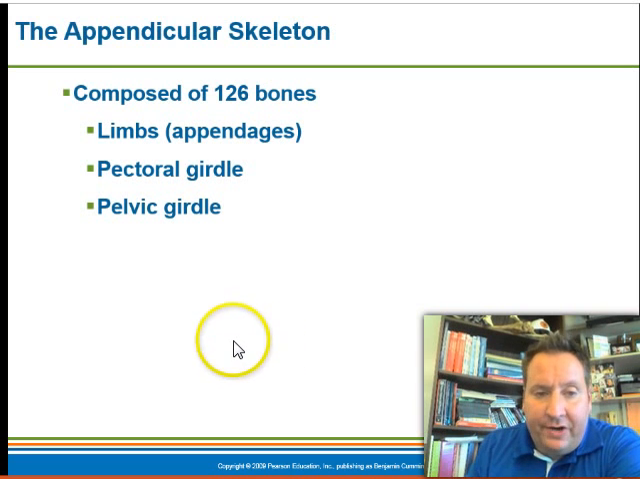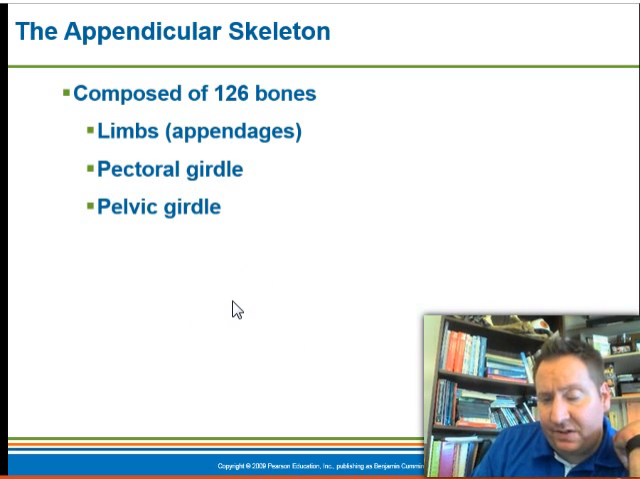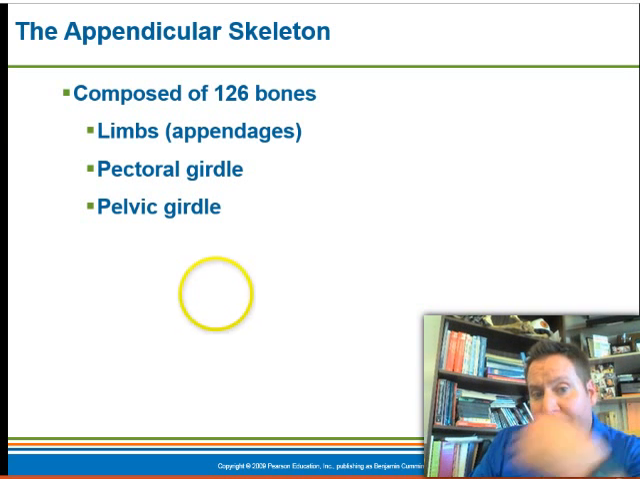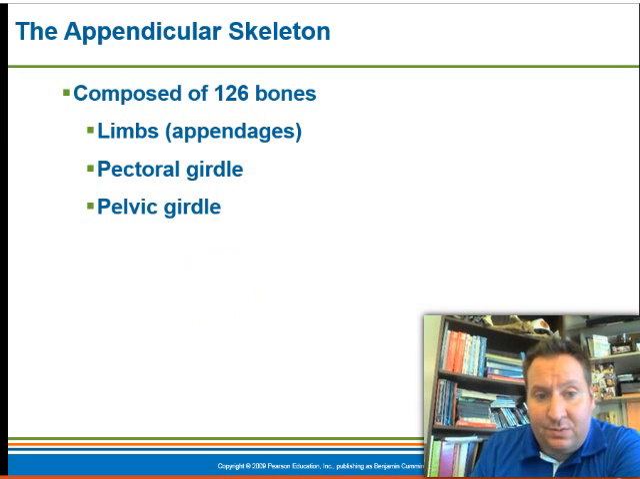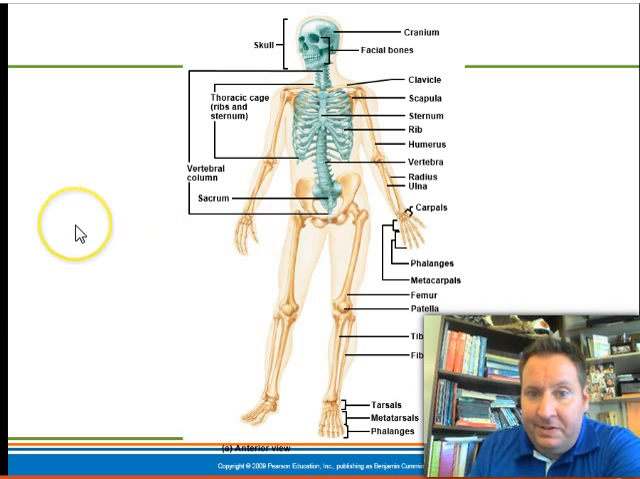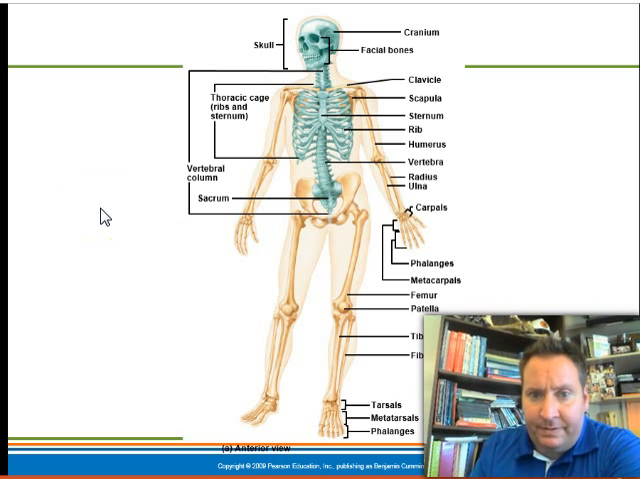We're now going to move into your appendicular skeleton, which is composed of 126 bones. It consists of your limbs, your arms and legs, your pectoral girdle, and then your pelvic girdle as well. All these bones that are not in blue are part of your appendicular skeleton. The good news is the same thing that's on the right side is on the left side, so that 126 bones should not scare you.